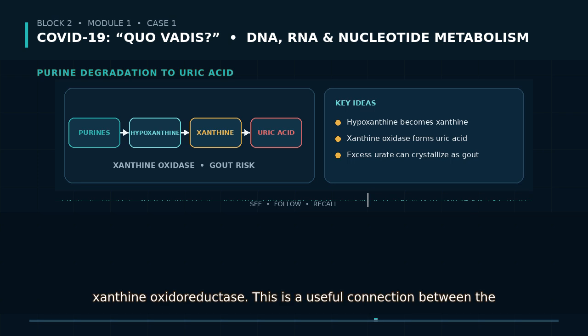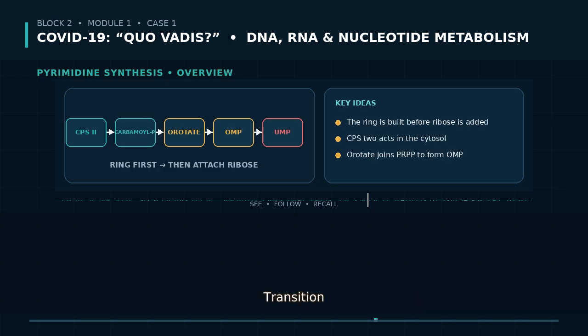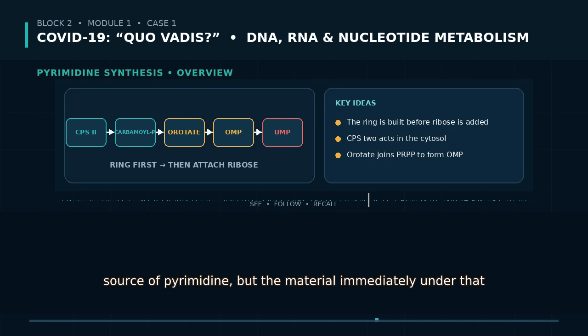This distinction is highly testable. CPS1 is mitochondrial, uses ammonia, and belongs to the urea cycle. CPS2 is cytosolic, uses glutamine, and belongs to pyrimidine synthesis.